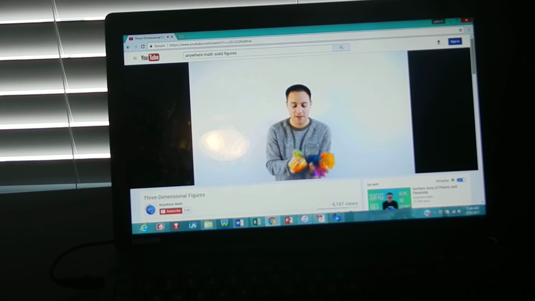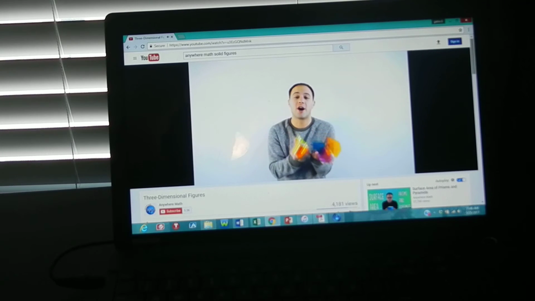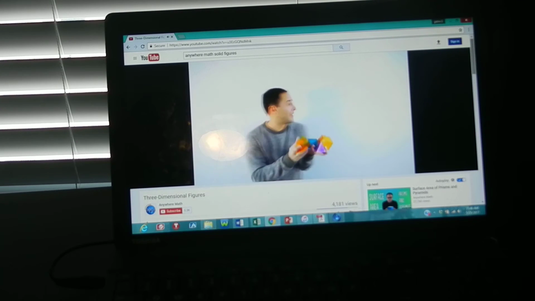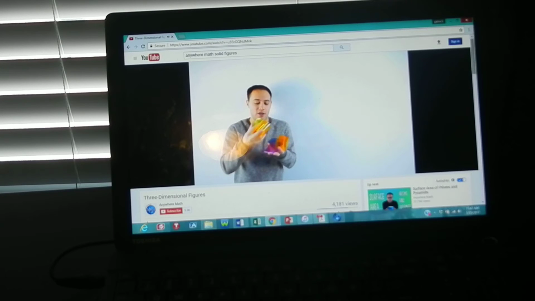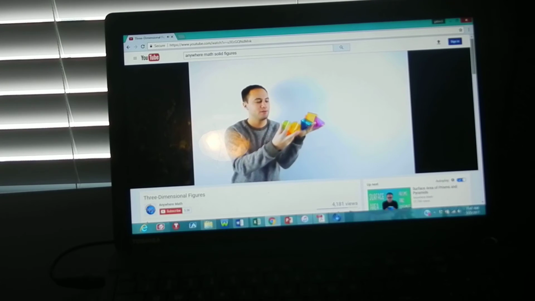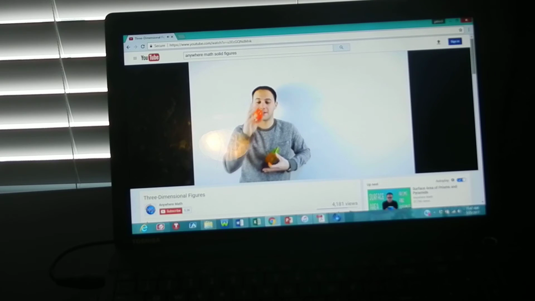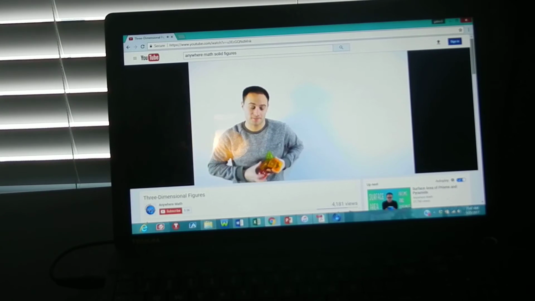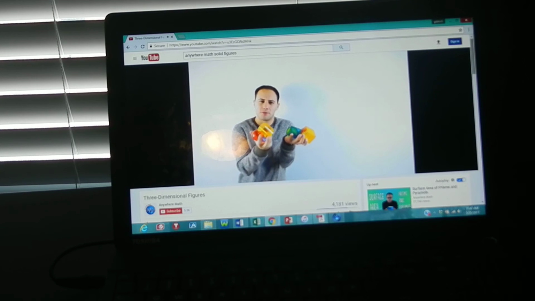So first, if I look at all of these, well, what are they? We call them solids, and solids are three-dimensional figures that take up space. We've got a cube, pyramid, triangular prism, we got a cylinder, a cone, and a sphere. They're all solids. Some of these look like they might belong together, and some of them don't.